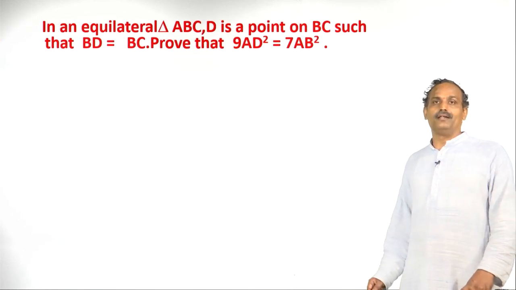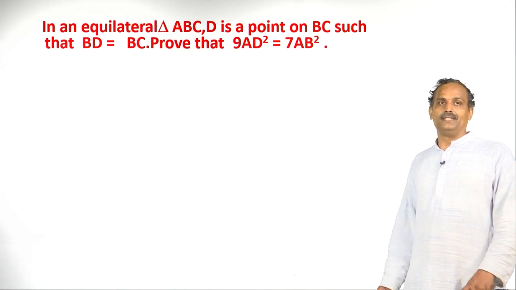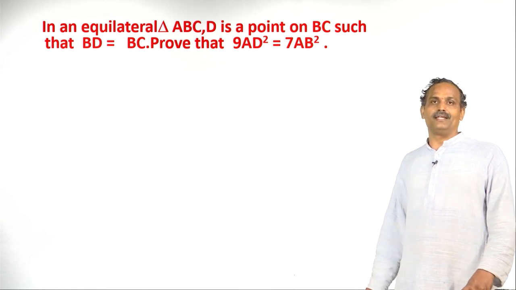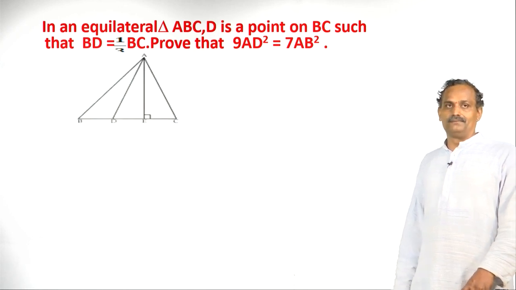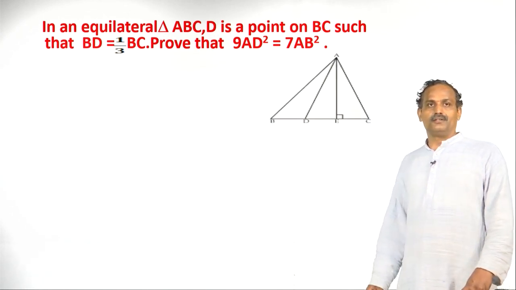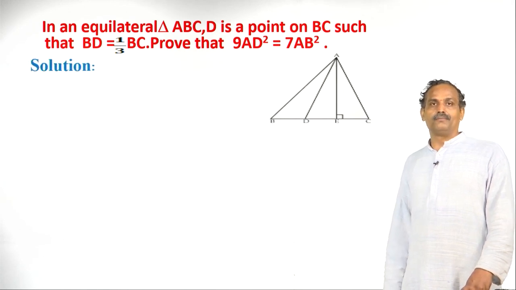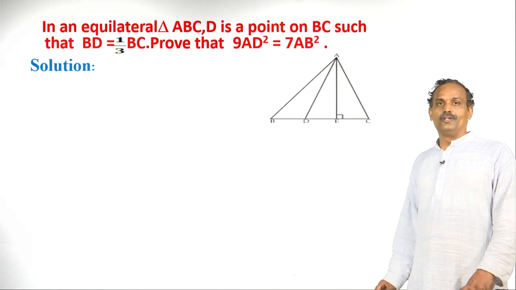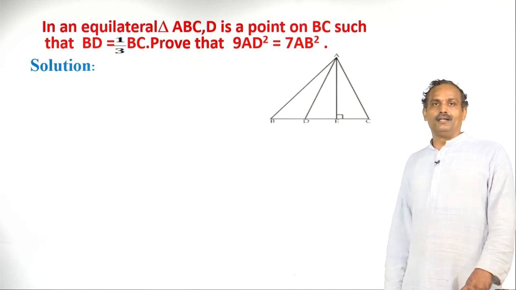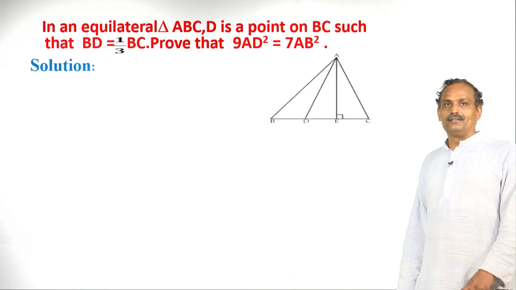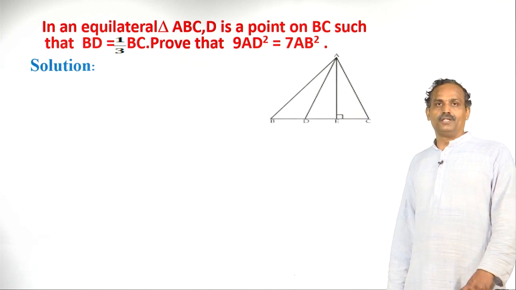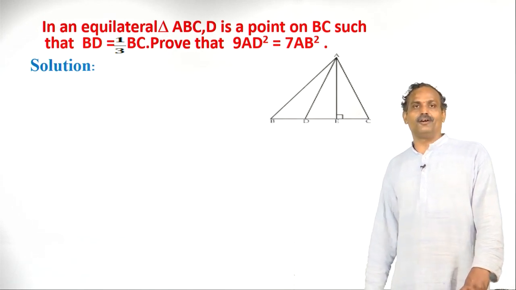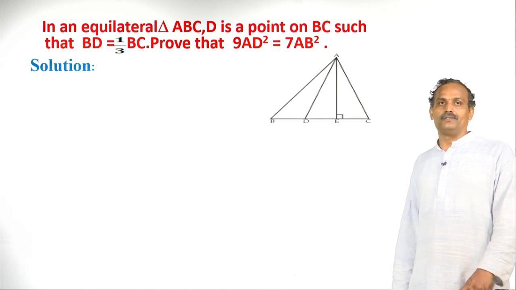In an equilateral triangle ABC, D is a point on BC such that BD is 1/3 of BC. Prove that 9 AD square is 7 AB square. So, BD is 1/3 of BC. Let us see the diagram. ABC is the diagram, AE is the height, and we know that in any equilateral triangle the height AE, the point E on BC, divides BC into two equal parts. Therefore, BE is equal to EC. We have to recall it. So, in any equilateral triangle it happens.